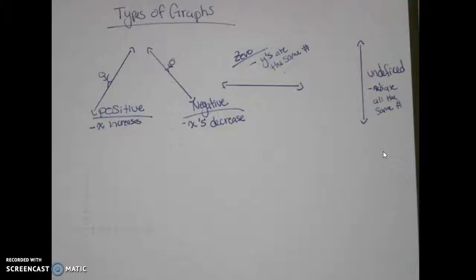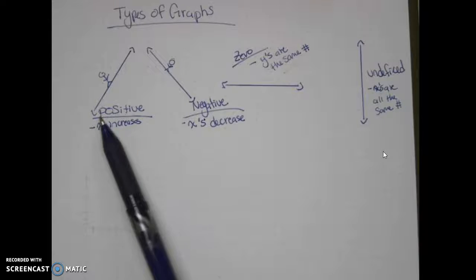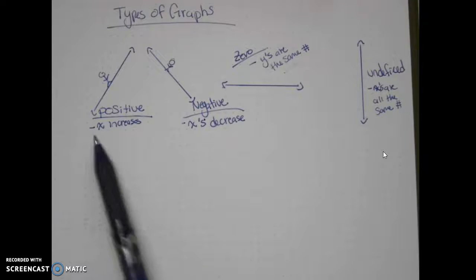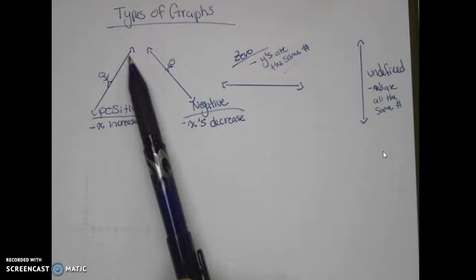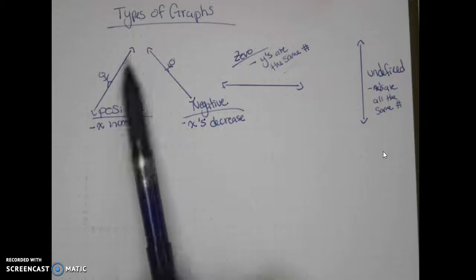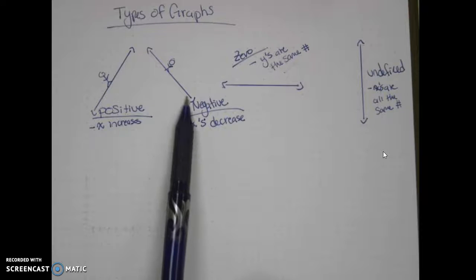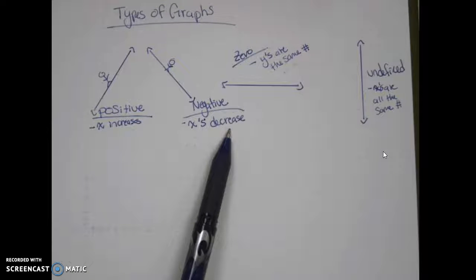Today's video is on the types of graphs that we are going to be finding. As a review, a positive graph is one where the x's are increasing, so they're constantly increasing. This means that it is pointing up. A negative line, or "nice negative" from Mr. Slopeman, is when the x's are decreasing.